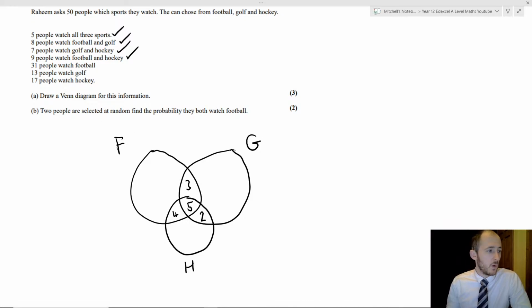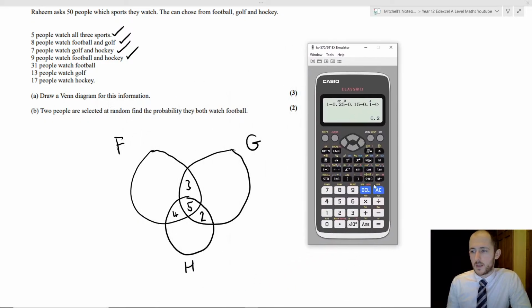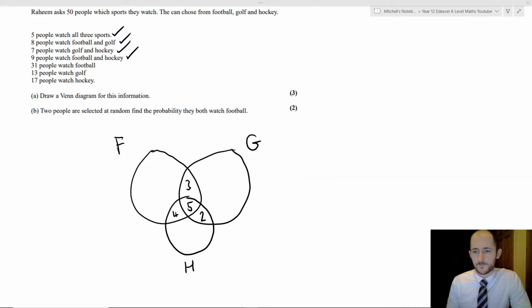Now it says 31 people watch football. So in this whole circle, there should be 31 people. So you have to include the overlap ones. So that's minus 3, minus 5, minus 4, because that's all these values that are already taken. Gives me 19.